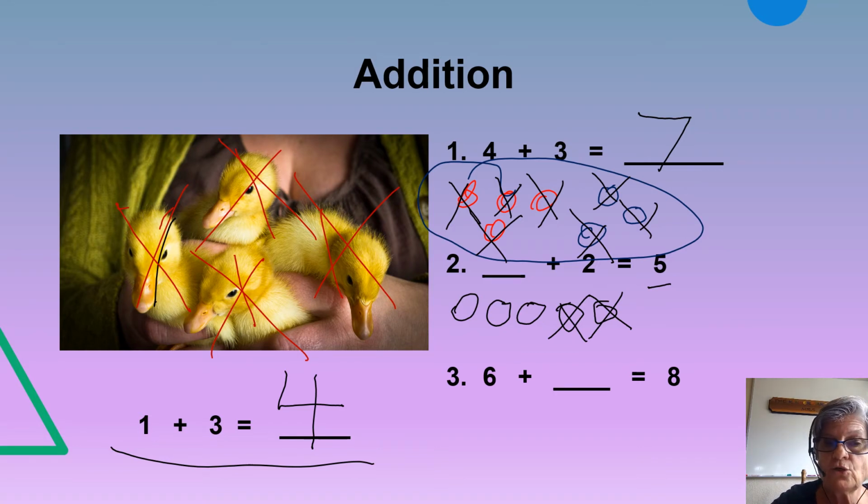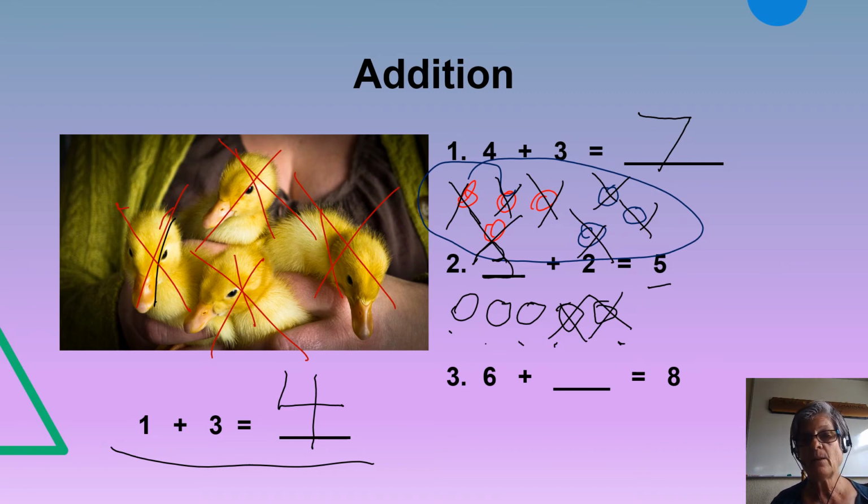I see 1, 2, 3 are left. So guess what? 3 circles, 1, 2, 3, plus 2 more, 4, 5 equals 5. So 3 plus 2 equals 5. Now let's go to the last problem. It's an addition sentence too.